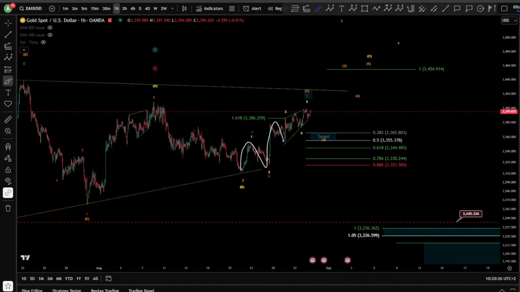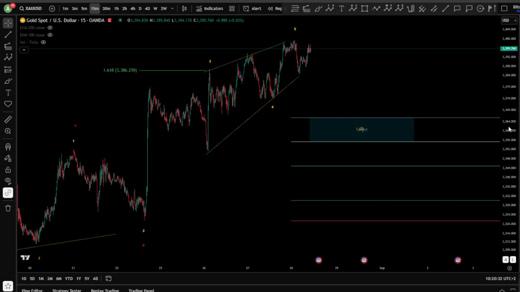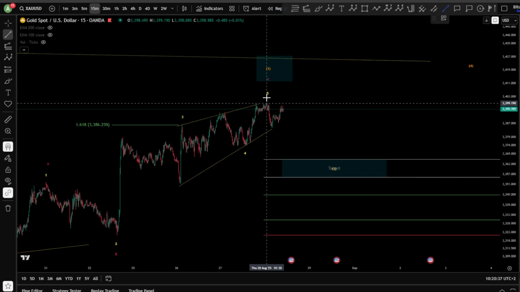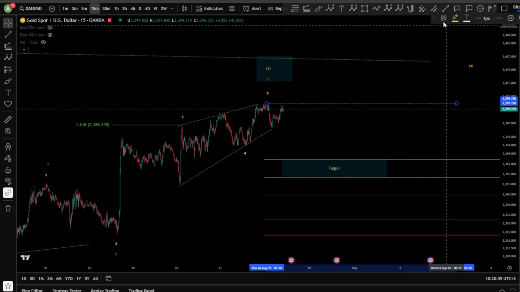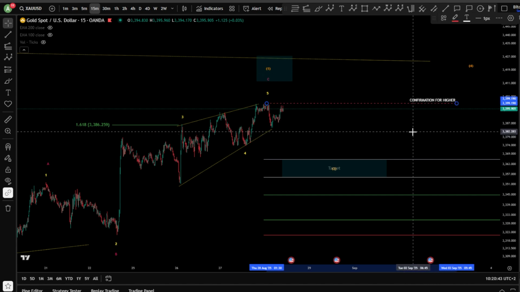Now, how can we know that this is going to unfold? Simply, you want to take the high here. Meaning, on the 15-minute chart, and this is the only possible scenario right now to make sure, of course, that we're going higher by confirmation for higher. Yeah, so by taking this high.